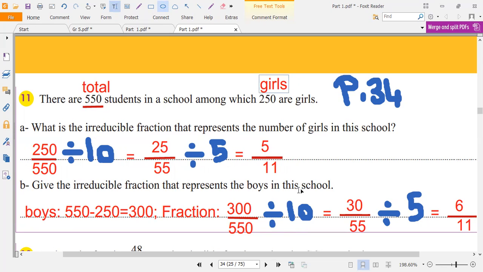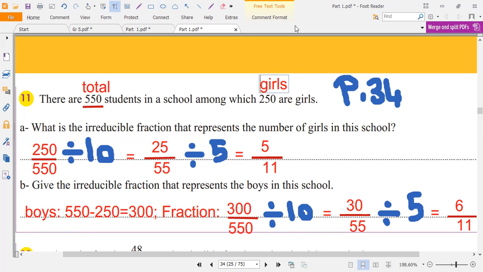Now give the irreducible fraction that represents the boys in this school. But we don't know the number of boys. Let's find the number of boys. We have to subtract the number of girls from the total. 550 minus 250 is equal to 300. Now we can find the fraction. It is the number of boys over the total, 300 over 550.